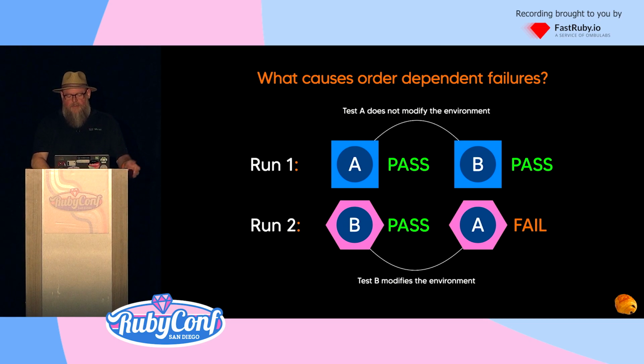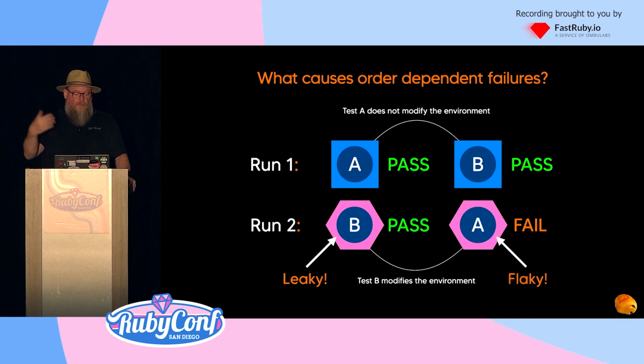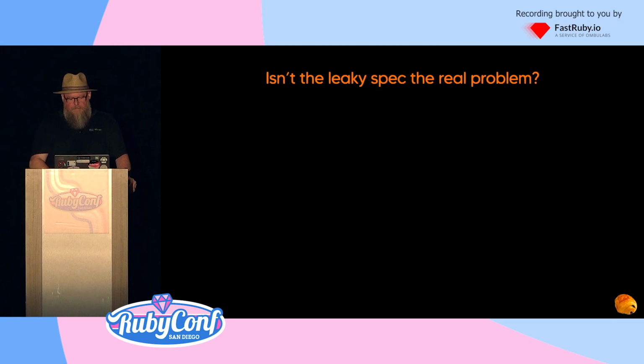So basically what happened is Spec B leaked some state, either deleted or added or changed something that's in the environment, and causing Spec A to fail. Now, Spec A was only failing because it was susceptible to that. It made that invalid assumption about its environment. For this reason, these tests are often referred to as leaky tests.